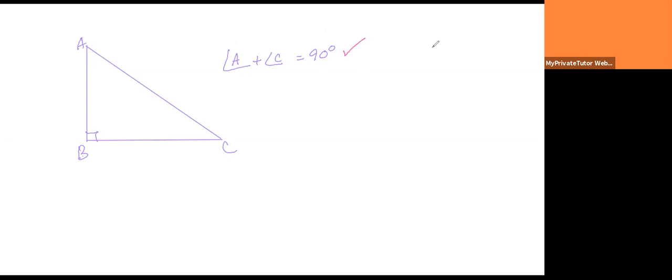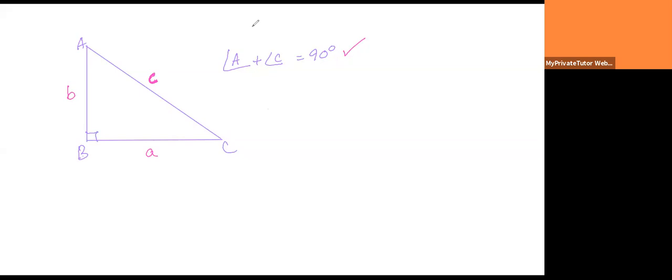Okay, so now let's try to learn the trigonometric ratios. In this triangle, let's say the base length is A, the height is B, and this longest side, the hypotenuse, is C. So we have to use the Pythagoras theorem. I hope you guys know the Pythagoras theorem.